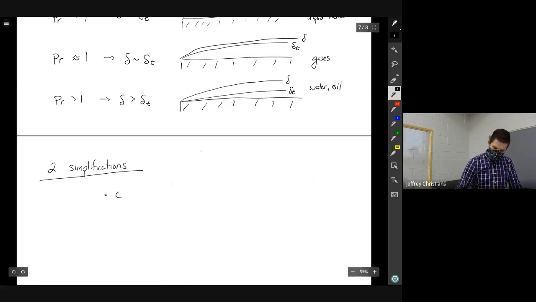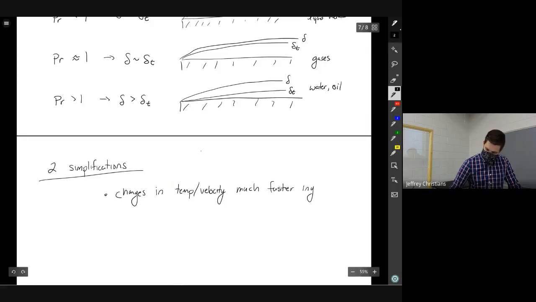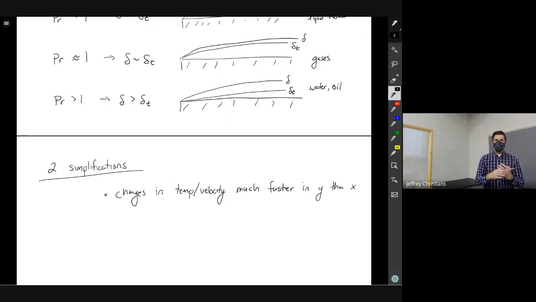The first one is that changes in temperature or velocity are much faster in Y than in X. So like the vertical dimension, things are going to go from hot to cold really fast, but there's only going to be a relatively gradual change from left to right.